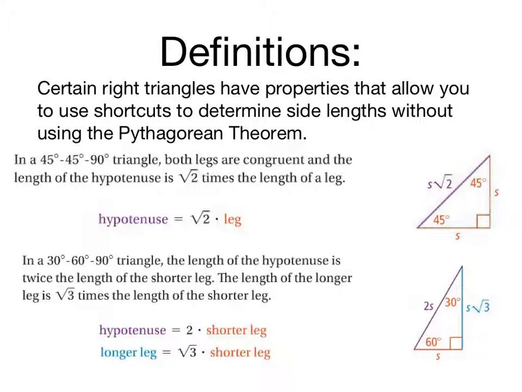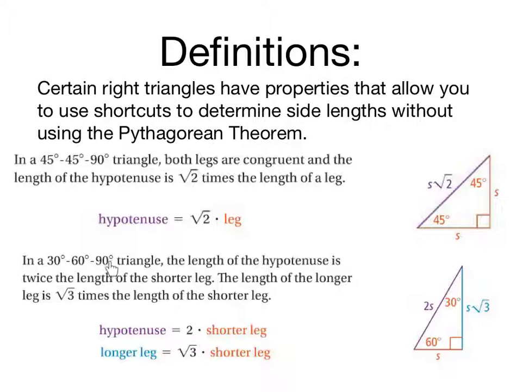When you want to find the length of the hypotenuse of a 45, 45, 90 triangle, all you have to do is multiply the leg of the triangle, if you know it, times the square root of 2. You can find the leg by working backwards from the hypotenuse, and we'll see a problem like that later on.